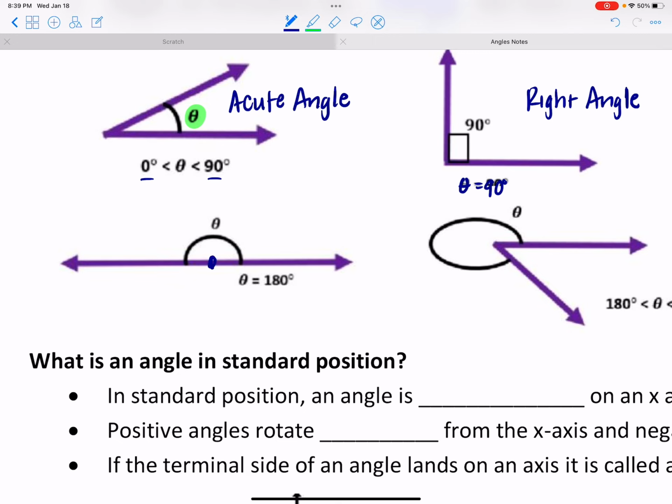All right, when we have what looks like a straight line here, technically there should be a vertex in between, but we rotate our angle so that we make that straight line. We've gone a full 180 degrees because it looks like a straight line. We call this a straight angle.